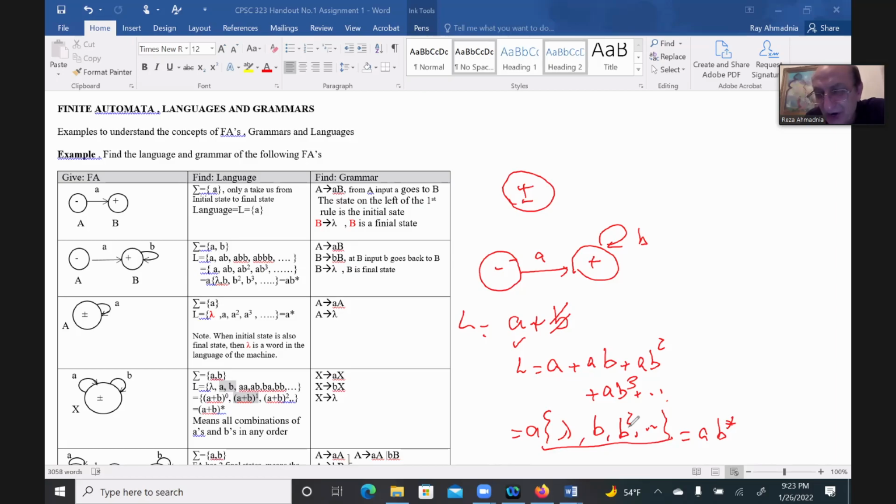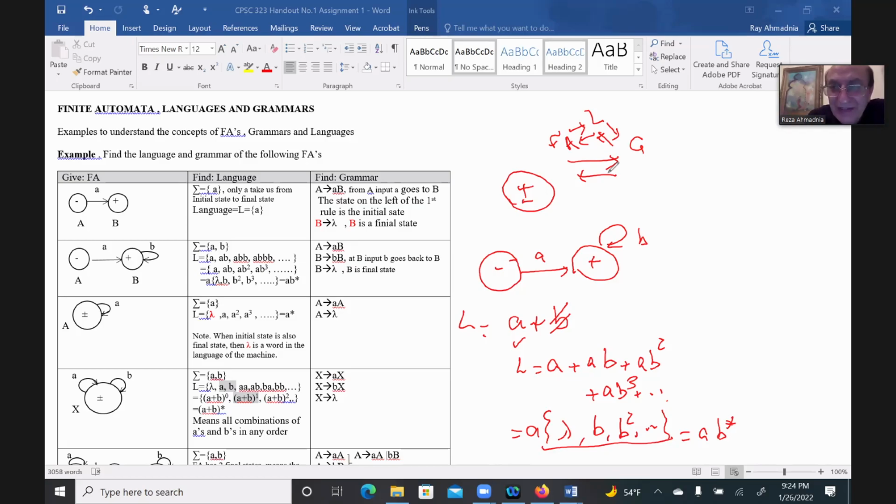Okay, so later on you can see that if you have a machine, you can find the language and you can find the grammar. If you have the language, you should be able to find the machine and grammar. If you have a grammar, you should be able to find the machine and the language here. So the FA, the language, and the grammar: if you have one of them, you can find the other two.